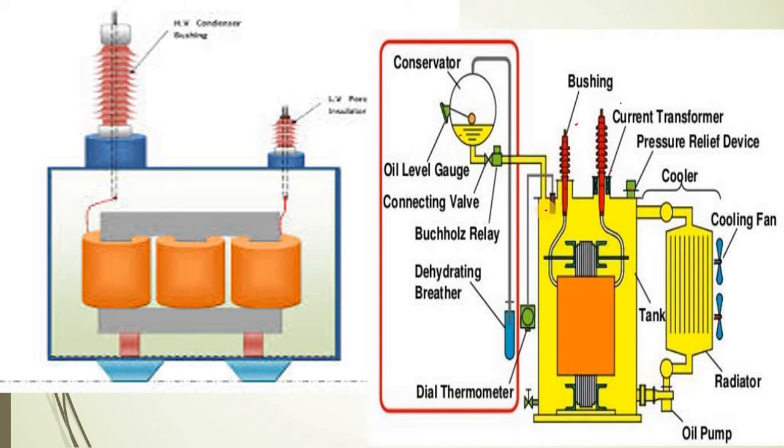Then from this main tank, the oil is poured here, having some oil level indication. The oil level gauge is there, the connecting valve is there, the Buchholz relay is there, and the dehydrating breather is there, on the outer side. Then this is the radiator tank, and the oil pump is there.